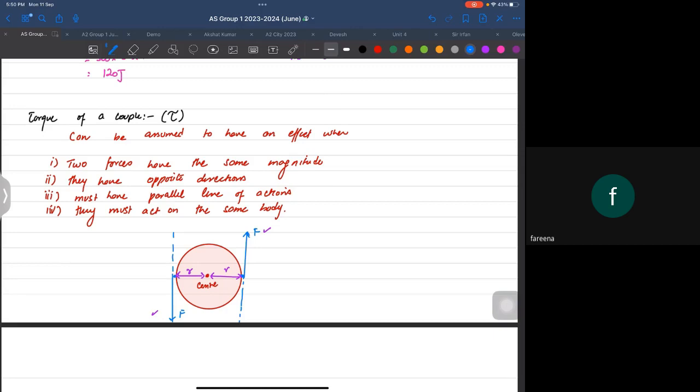Now, the net effect of this is that because of this perpendicular distance, this force is causing a moment this way, which is anti-clockwise, and this force is causing a moment this way, which is anti-clockwise as well. Now, if I look at the moment of just one force, I can say it is force times the perpendicular distance. But when I say torque of a couple, which means the moment of two forces, F times R plus F times R is going to be the total moment acting on this. Do you guys agree?